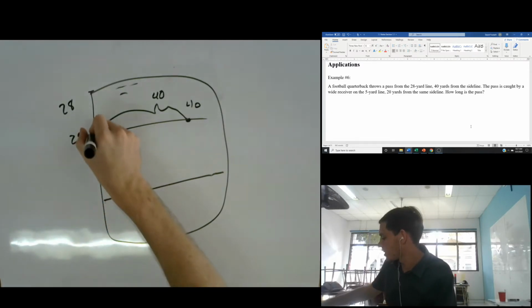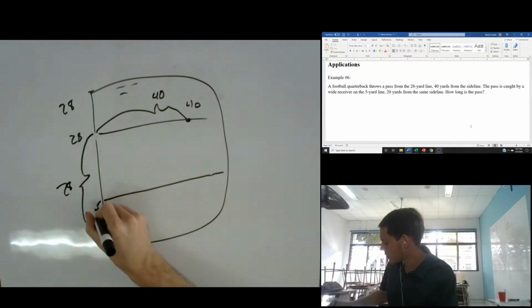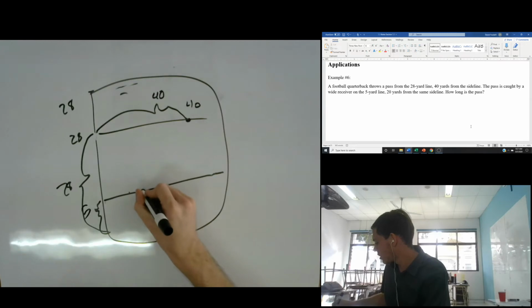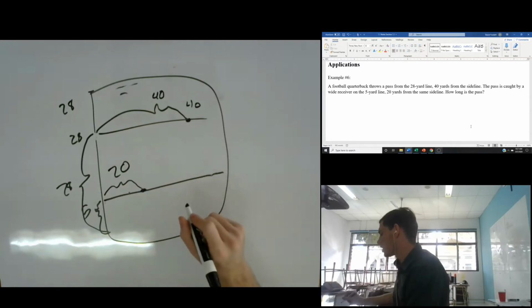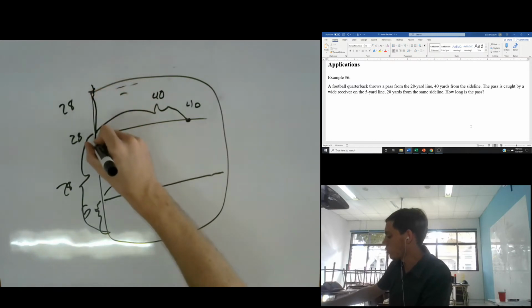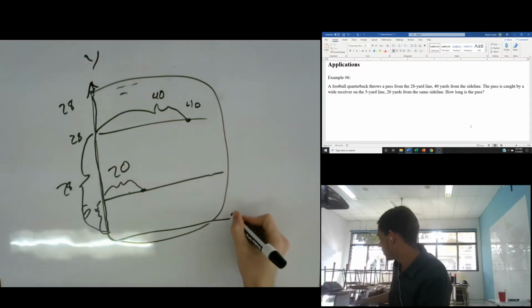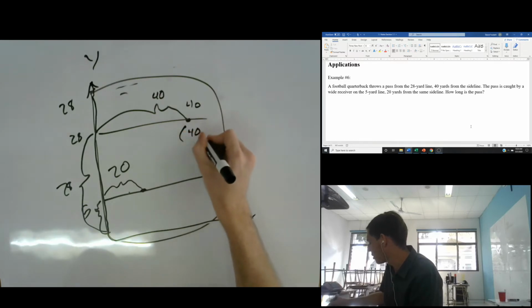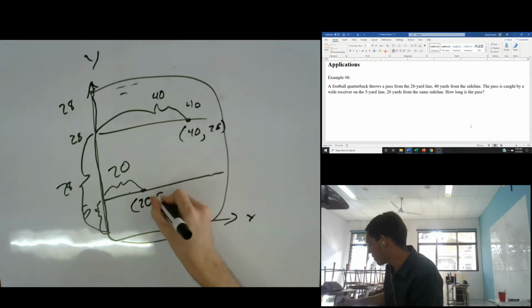Receiver, sorry. This distance is 28. And then this distance is 5. And this receiver, it's about right here, is 20. Okay? So, if we are to create this, and this was our y-axis, and this was our x-axis, this is y, and this is x, then this point would be (40, 28), and this point would be (20, 5).